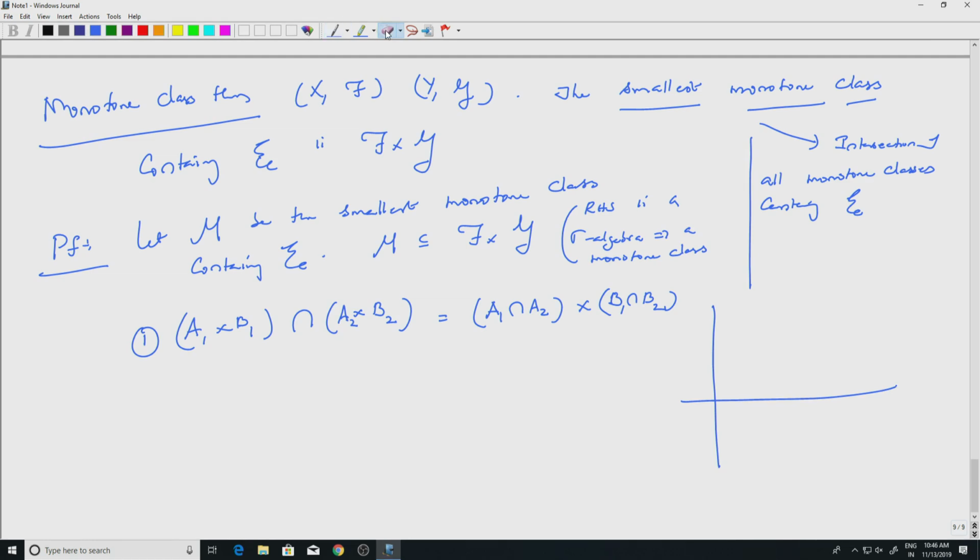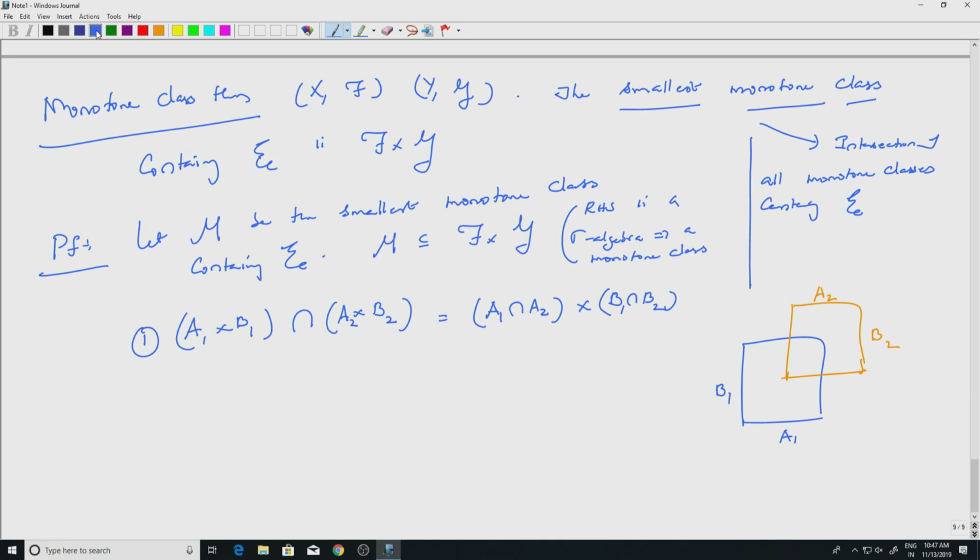Okay, so maybe I'll not draw x and y, I'll simply draw A1 cross B1 and A2 cross B2. So this is A1, this is B1, so A1 cross B1, and let us say this is A2 cross B2. Okay, so this is A2 and this is B2. Okay. So if you use this, what is the intersection of A1 cross B1 intersected with A2 cross B2, right? That is what we want to find out.